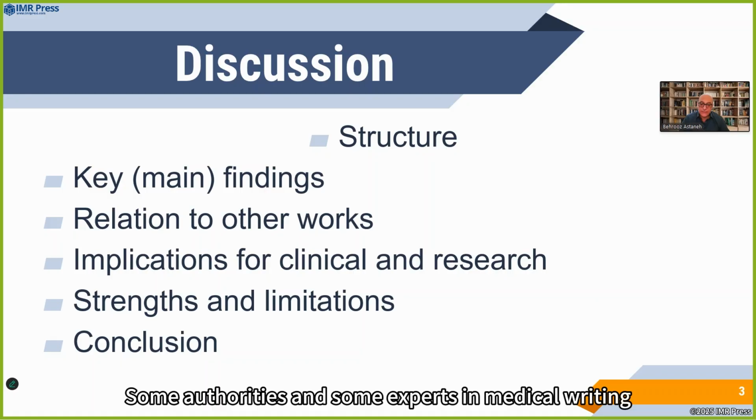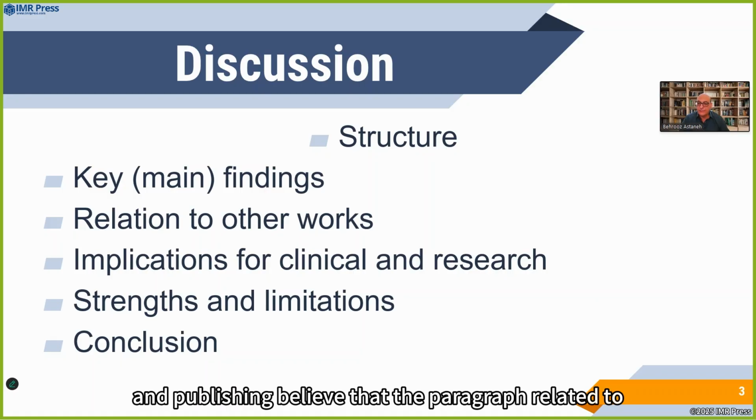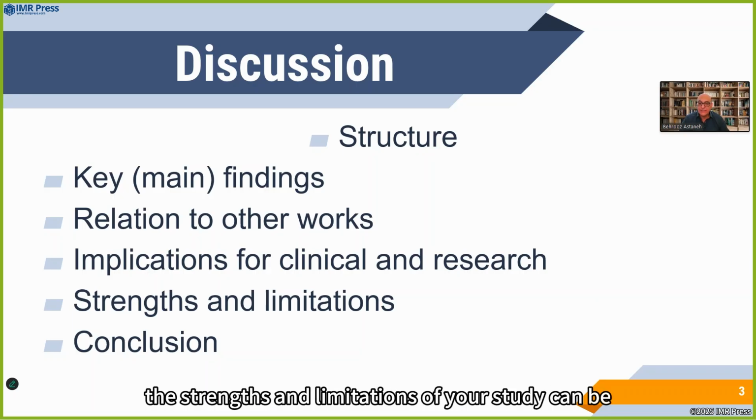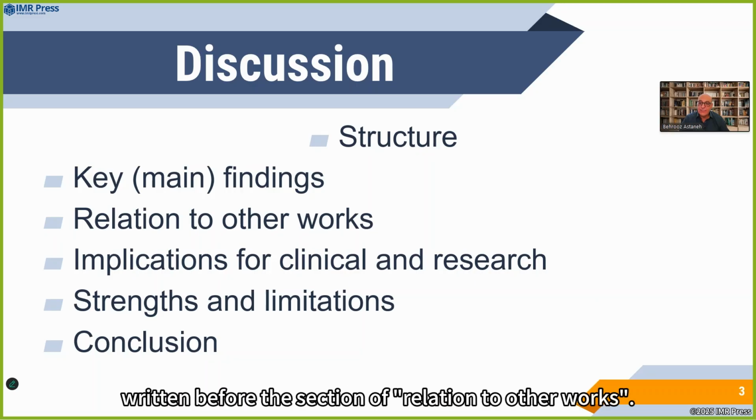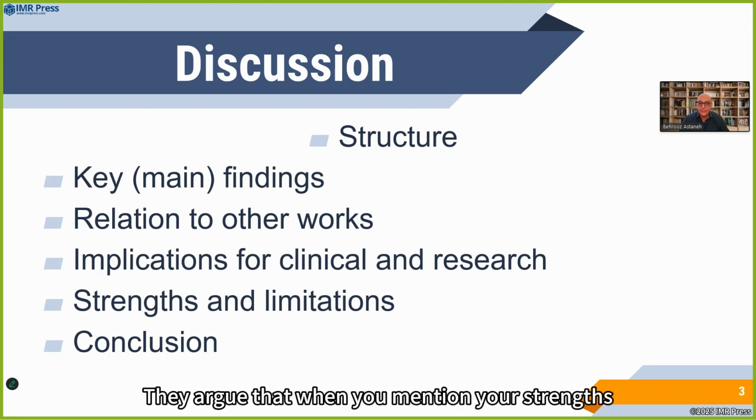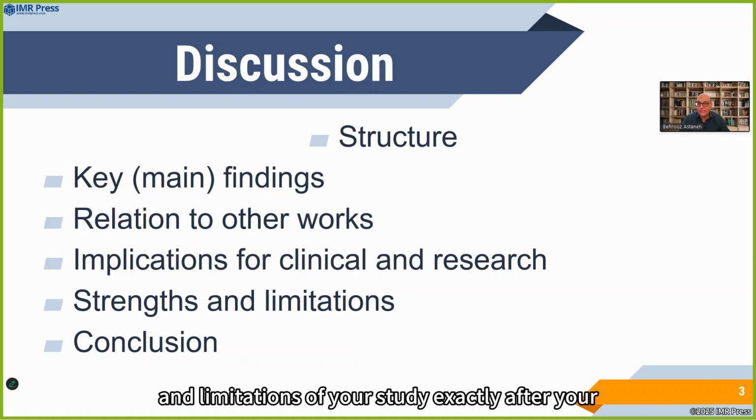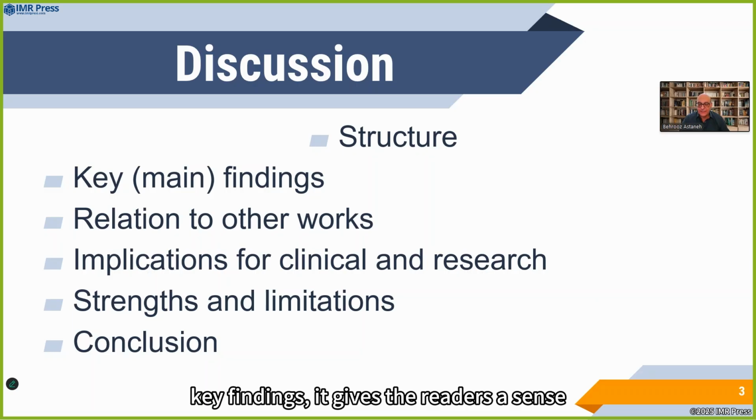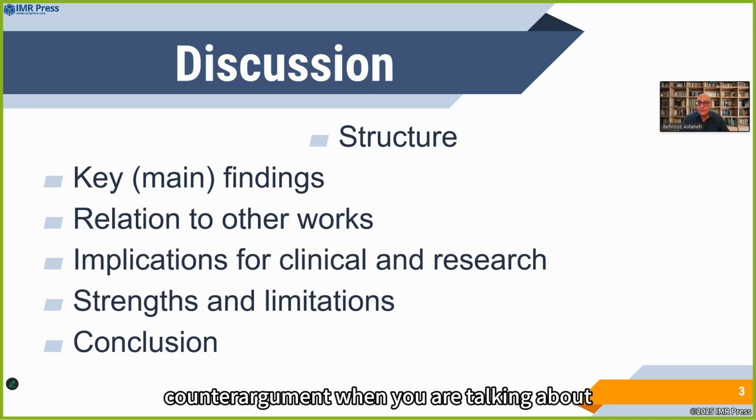Some authorities and some experts in medical writing and publishing believe that the paragraph related to strengths and limitations of your study can be written before the section on relation to other works. They argue that when you mention the strengths and limitations of your study exactly after your key findings, it gives the readers a sense to better understand your argument and counter argument when you are talking about the relation of your work to other works.